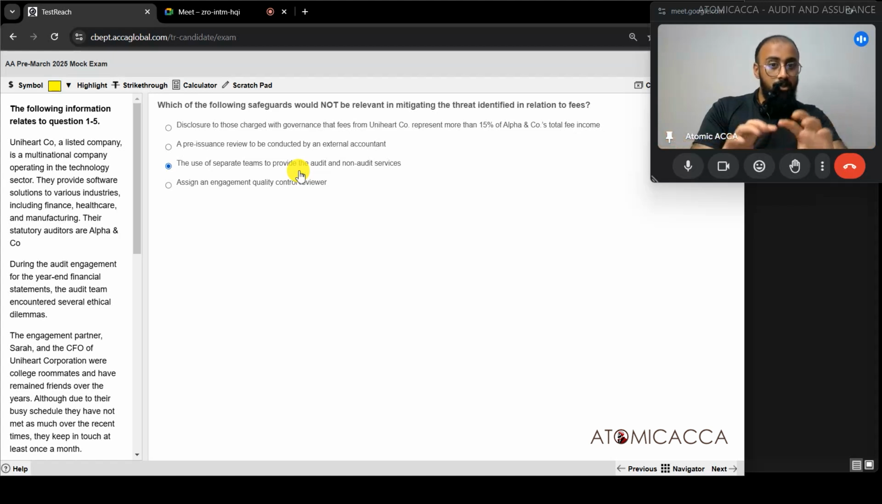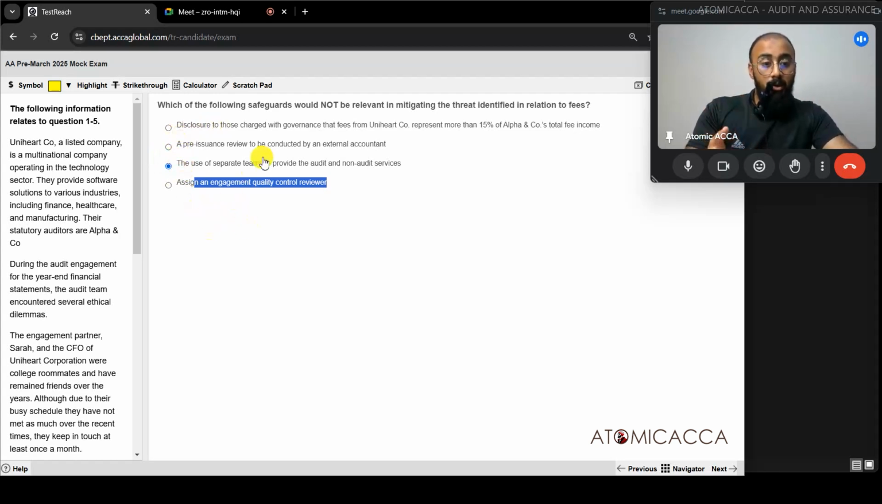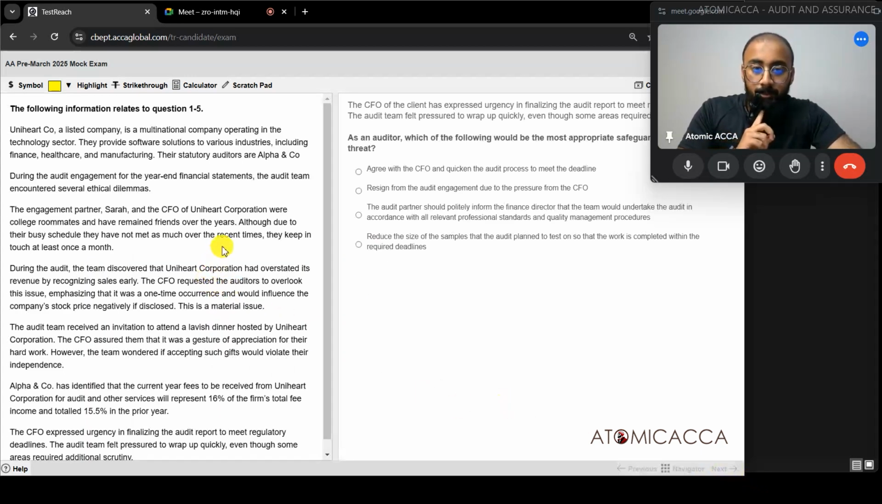It's not a safeguard to clear this out. The question was asking what is not a relevant item. That means C is the answer over here. Can we choose 2? No, only C is the answer. Last one, assign an engagement quality controller review. That's connected to the second point, again checking whether the audit quality was done properly or not. So we found the answer, that is the third one. Then moving to the next question.